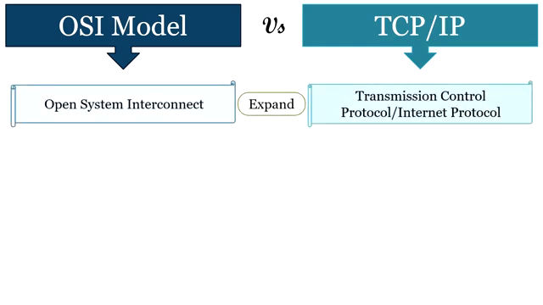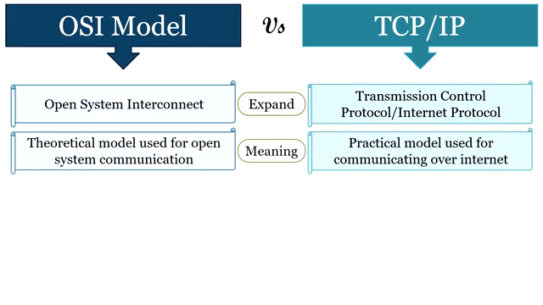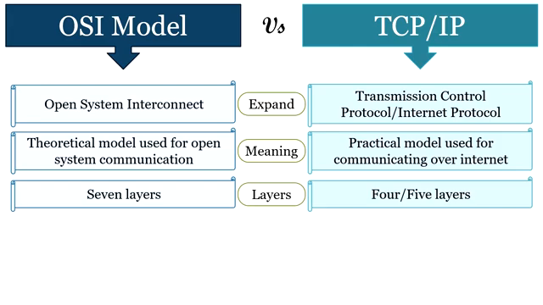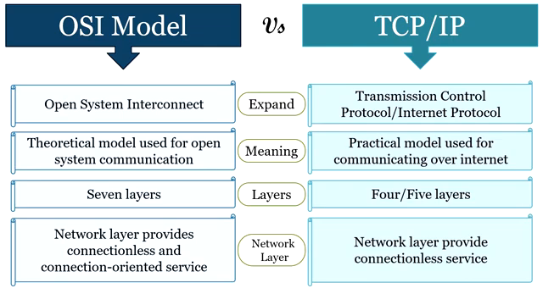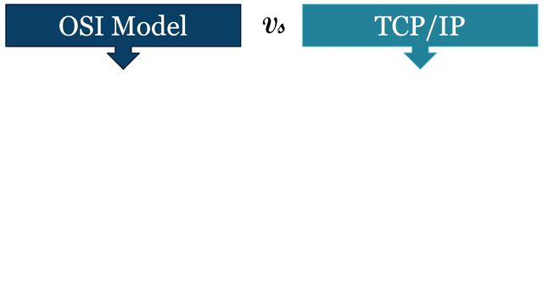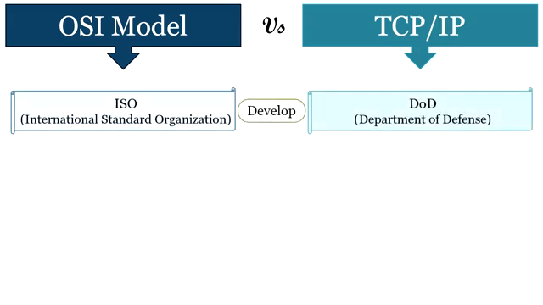OSI stands for Open System Interconnect, whereas TCP/IP stands for Transmission Control Protocol Internet Protocol. OSI is a theoretical model used for open system communication, whereas TCP/IP is a practical model used for communicating over the internet. OSI is a 7-layer model, whereas TCP/IP is a 4 or 5-layer model. The network layer of OSI model provides both connectionless and connection-oriented service, whereas the network layer of TCP/IP model provides connectionless service only. OSI model is developed by ISO, that is International Standard Organization, whereas TCP/IP model is developed by DoD, that is Department of Defense.